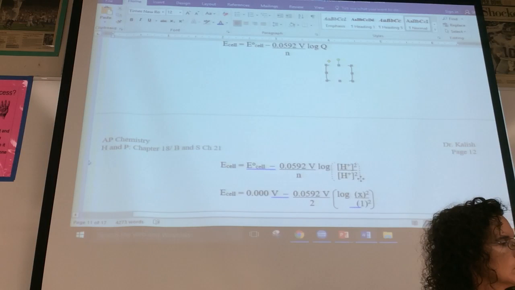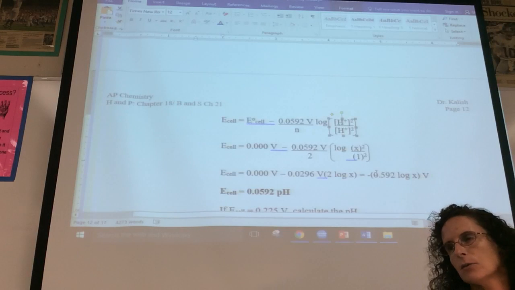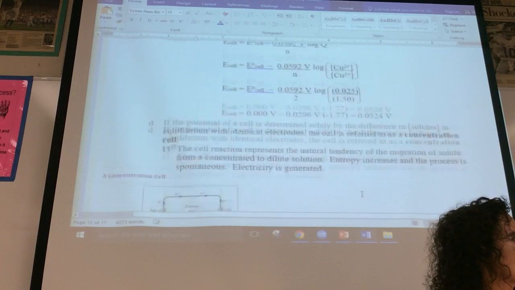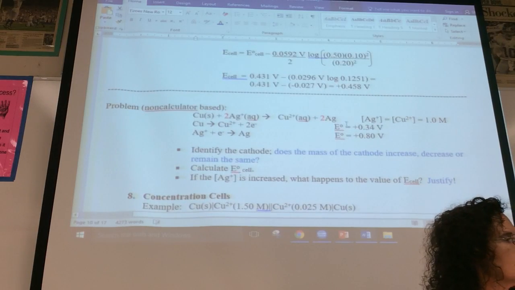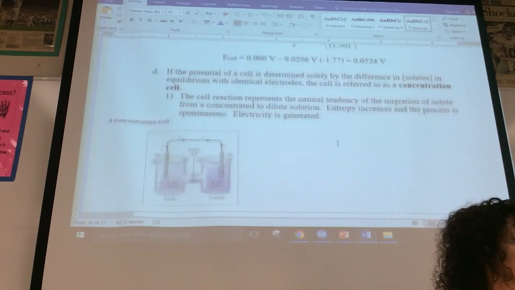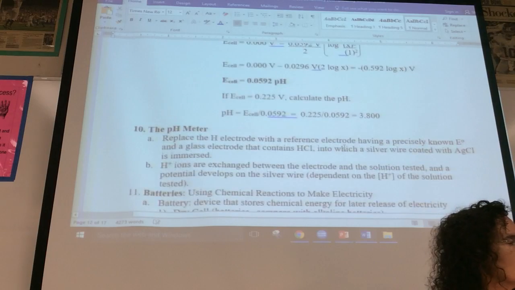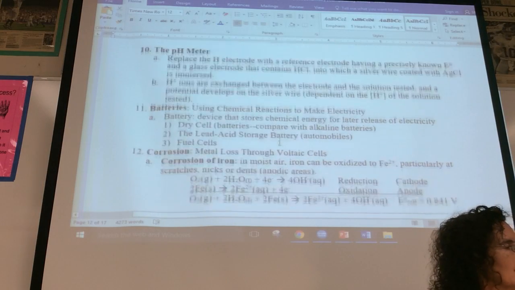Are we not doing concentration cells? Nope. Okay. I have a question about the math. The silver didn't have an S next to it on the product side. Yeah, silver's a solid. And it may just be a typo. What else do we skip? We skip all of 8 and all of 9, and 10, and then we're not going to cover the pH meter.